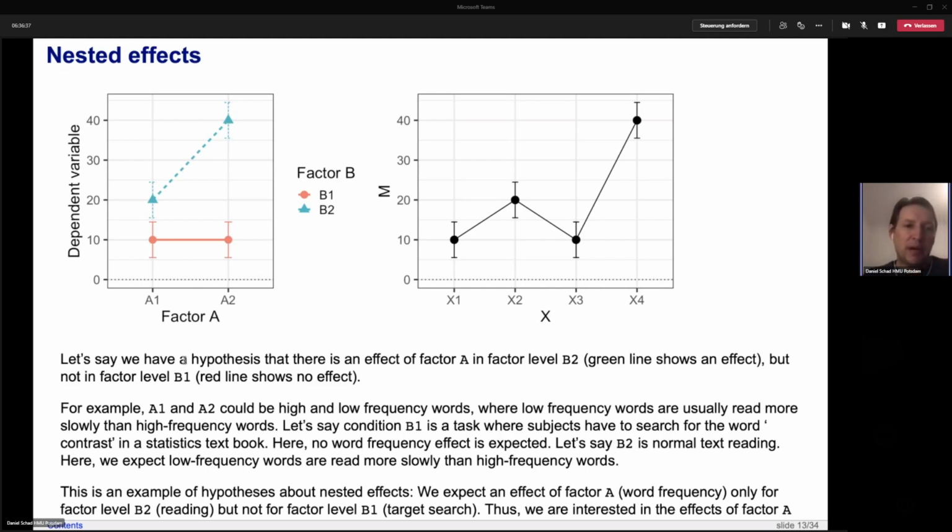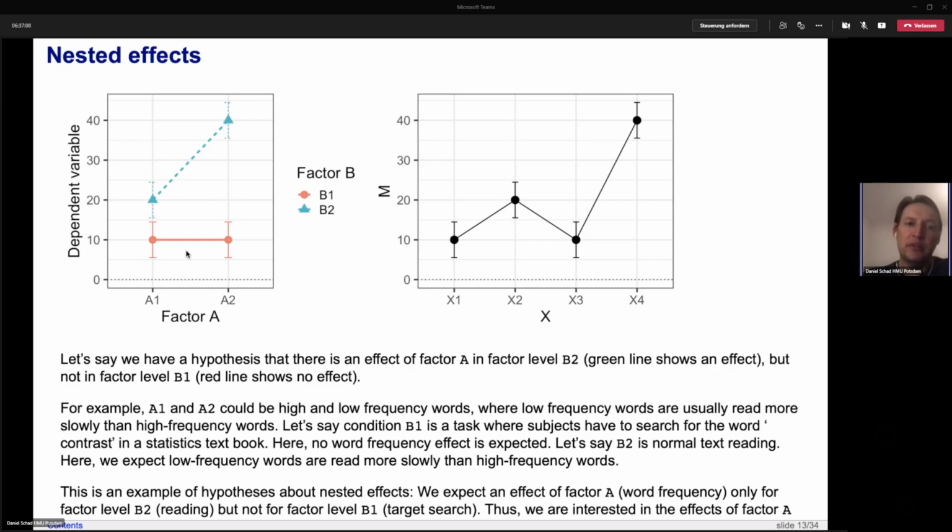And an example from my field of research could be you have a reading study and there are 2 tasks. So one is reading and the other one is visual search. So you search for a target word, and it is known that in reading, difficult words are longer fixated than easy words, low frequency than high frequency words. So this would be the green line. You would expect a difference depending on word frequency, word difficulty.